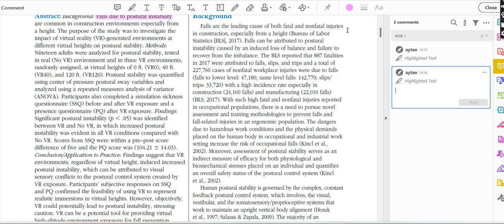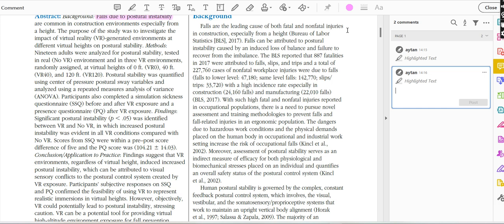The BLS reported that 887 fatalities in 2017 were attributed to falls, slips, and trips, and a total of 227,760 cases of non-fatal workplace injuries were due to falls, with a high incidence rate, especially in construction and manufacturing. With such high fatal and non-fatal injuries reported in occupational populations, there is a need to pursue novel assessment and training methodologies to prevent falls and fall-related injuries in an ergonomic population.